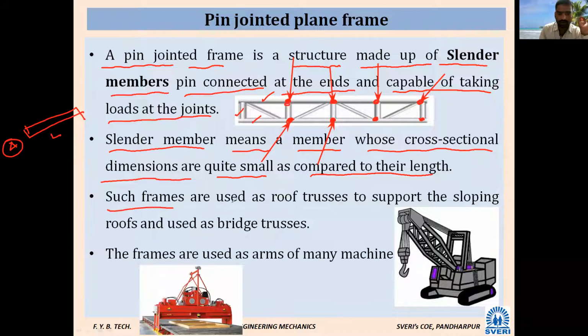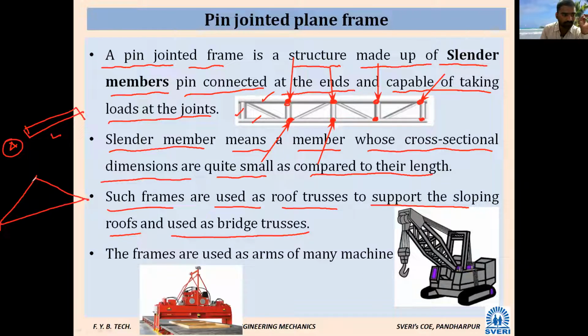Such frames are used as roof trusses to support the sloping roof and used as bridge trusses. So you must have seen this in your workshop. Such trusses look like this, see. The members are inclined like this. Okay, the members are like this.